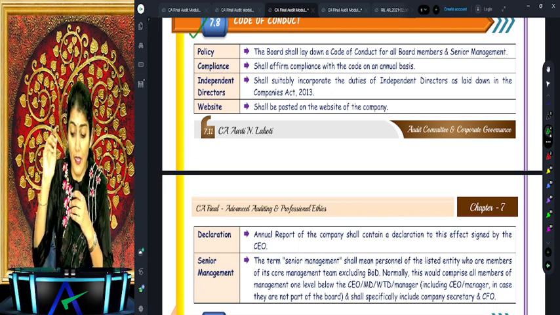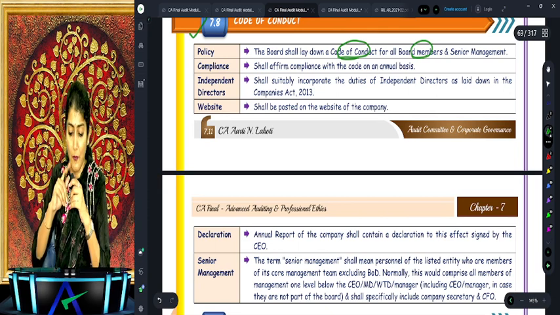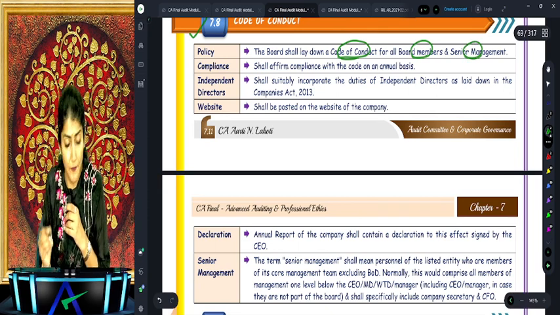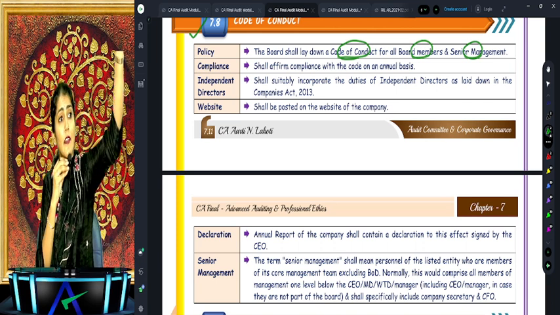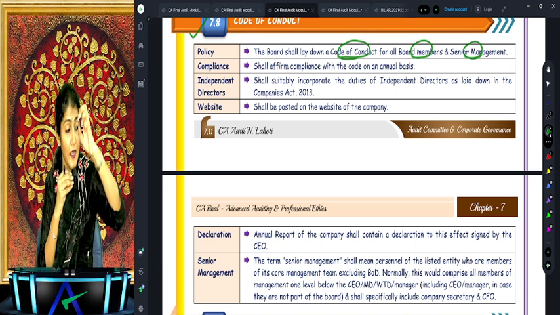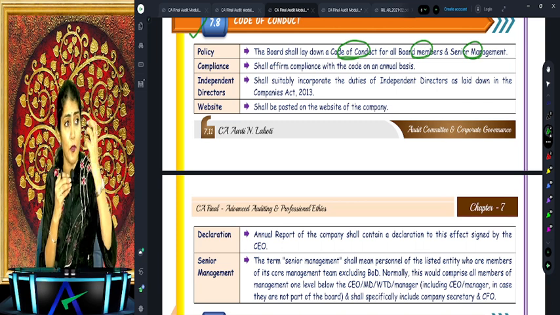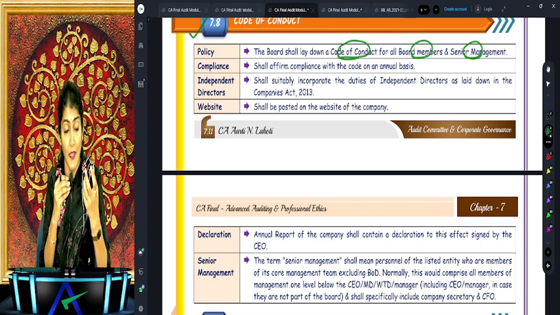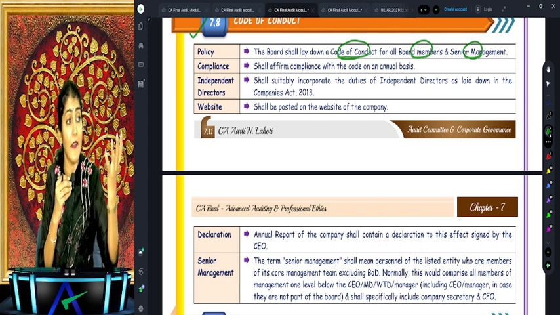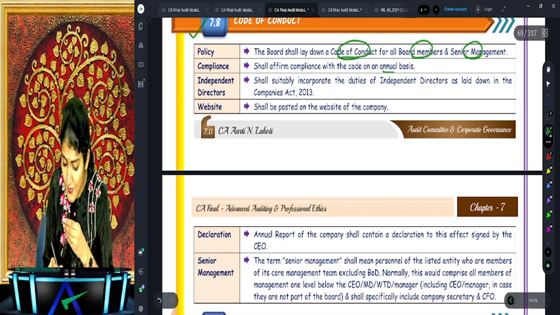The board will lay down a code of conduct. And will this code of conduct be only for the board members? No, it will also be for the senior management. So everywhere you see, though we say that the board of directors are responsible for the governance of the company, what does it say over here? The board will lay down a code of conduct which will be applicable not only to the board but also to the senior management. Then, whether the senior management and the board have complied with the code of conduct, they have to give a declaration or confirm the compliance at least on an annual basis.